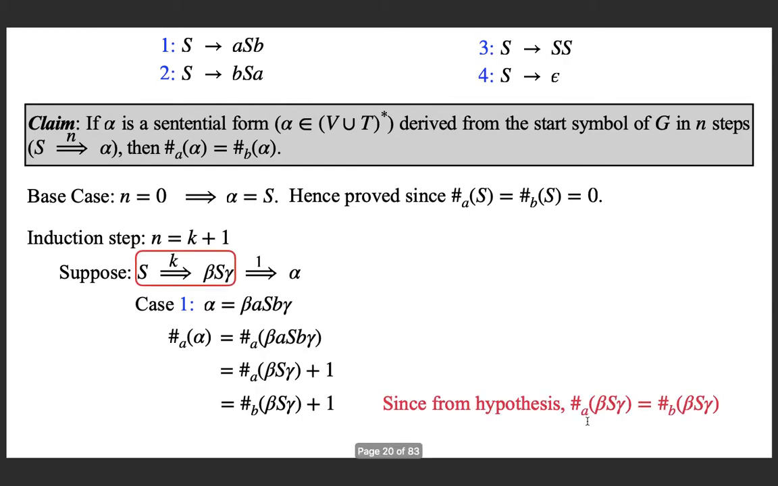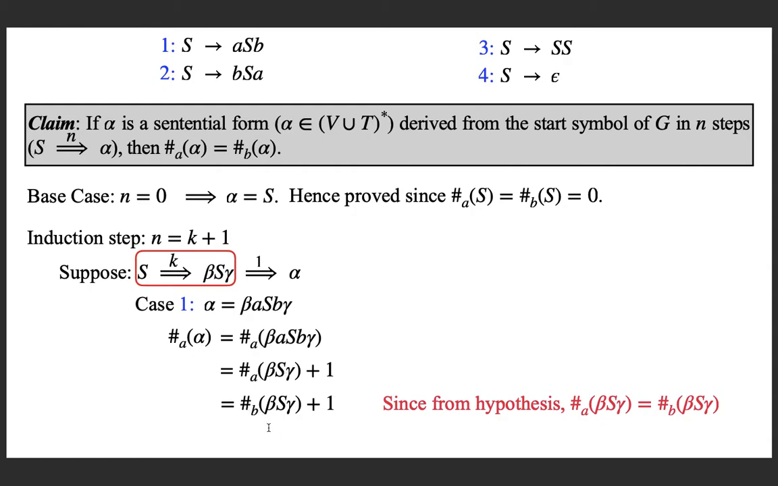Why? Because we derived this string in k steps from capital S. So from the hypothesis we know that if we derive any string in k steps, then in that string the number of A's must be equal to the number of B's. So these two are the same. So if it is k, this also is k. So this is correct.